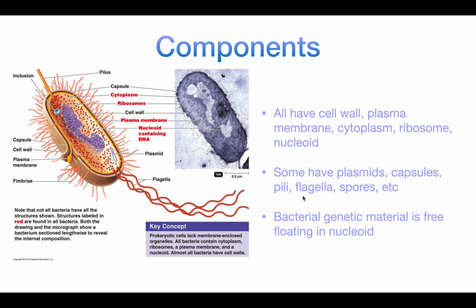Okay, so what do we need to know? All of them have a cell wall and a plasma membrane, the cytoplasm, ribosomes, and the nucleoid, which is basically an open nucleus. It contains their genetic material. Some of them have plasmids, which are extra genetic material, not part of the actual genome. Pili, flagella, some of them form spores. Not all of the bacteria have all these structures, but all of them have these. These are the basic structures.